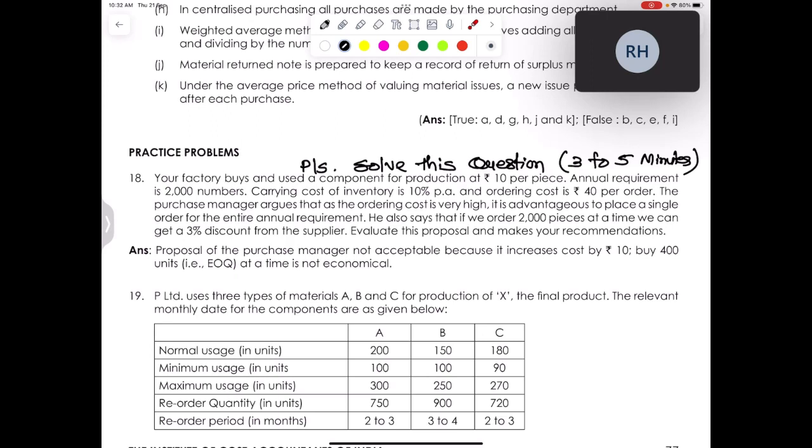Last 2 minutes are available, beta. Please try to solve this question on your own, and then we will start discussing. And after that, you will be able to identify where you went wrong.